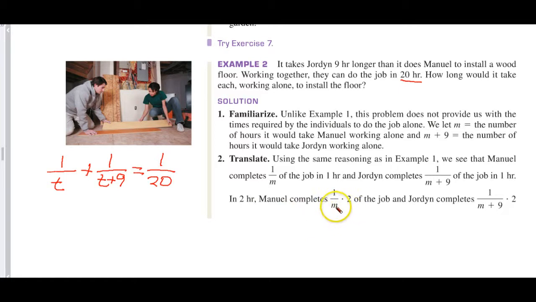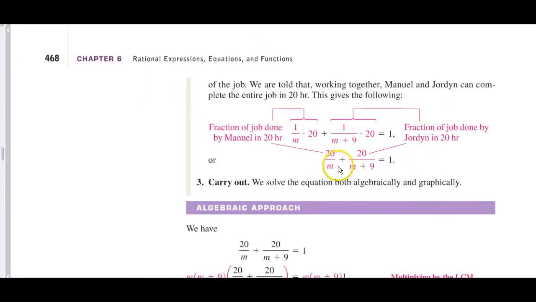Now, they're using the letter M. I like the letter T. There are different ways. So let's go on. Now notice they end up with a similar formula. Over here, 1 over 20, then they multiply through by 20 and they get this formula. It comes out the same.